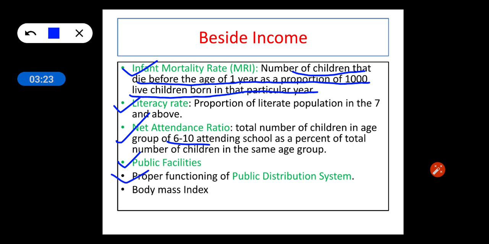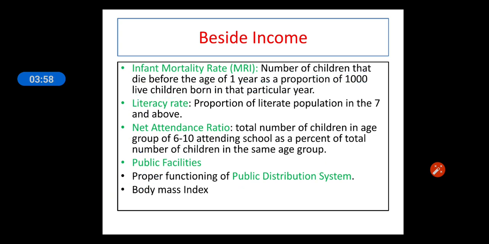Okay. We also have the public distribution system. We have already talked about this in class 9, right? So a better PDS shows that the region is doing well in terms of development. Okay. Body mass index is used to measure undernourishment, and the formula for BMI is the weight of the person divided by the height of the person. So these are the parameters which are also required for the development of a nation.